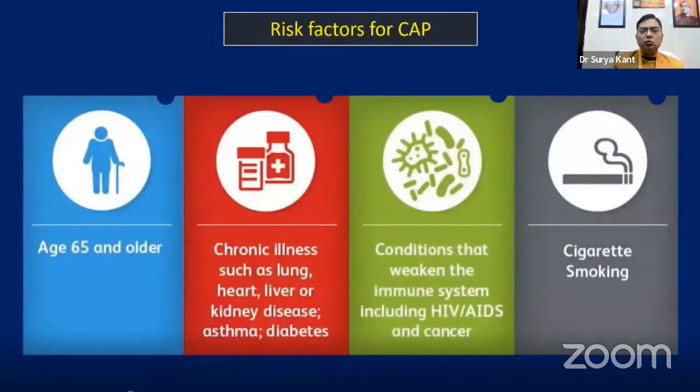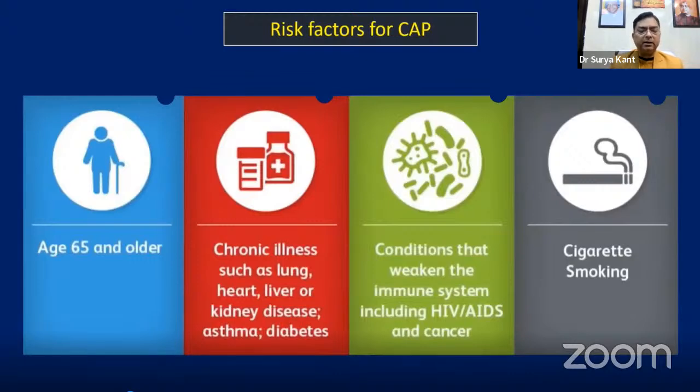Now, what are the risk factors for community-acquired pneumonia? Meaning, who is more vulnerable to developing community-acquired pneumonia? Number one is age: age 65 and older, or children less than 5 or 6 years of age. So the two extreme age groups are the risk factor. In this winter condition, children are usually inside the home, while the elderly have the habit of a morning walk. That's why the elderly aged 65 and older are more vulnerable to community-acquired pneumonia.